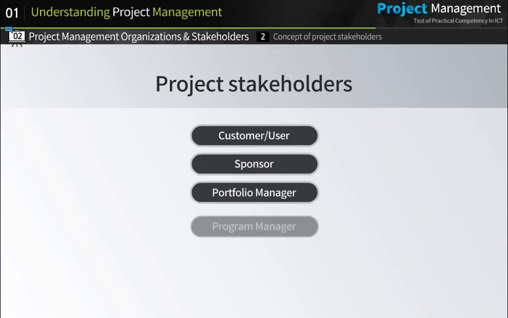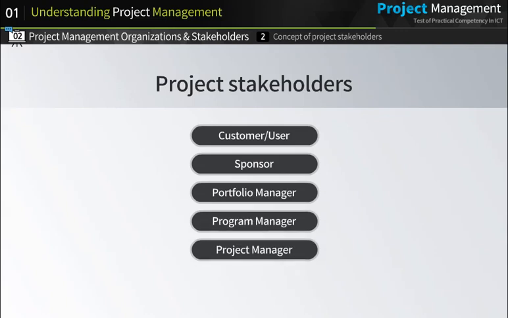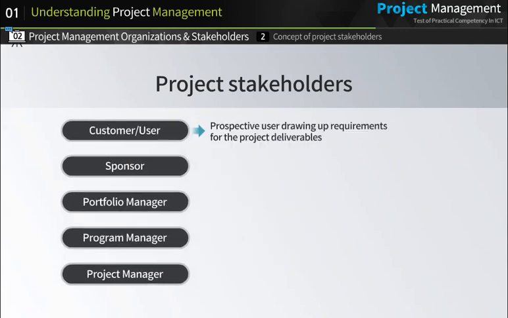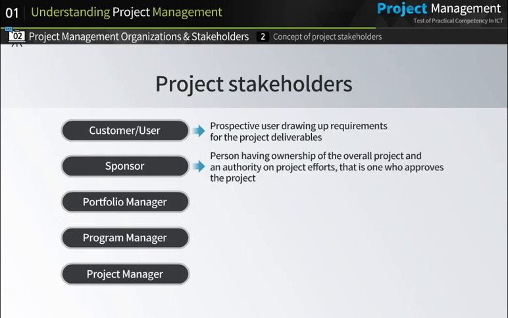The following are key project stakeholders. First, a customer refers to a prospective user drawing up requirements for the project deliverables. Second, a sponsor refers to a person having ownership of the overall project and an authority on project efforts, that is, one who approves the project.